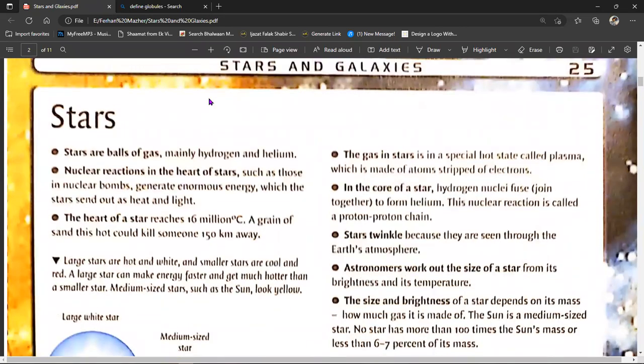Stars are balls of gas, mainly hydrogen and helium. Nuclear reactions in the heart of stars, such as those in nuclear bombs, generate enormous energy, which the star sends out as heat and light. The heart of a star reaches 16 million degrees centigrade. A grain of sand this hot could kill someone 150 kilometers away.